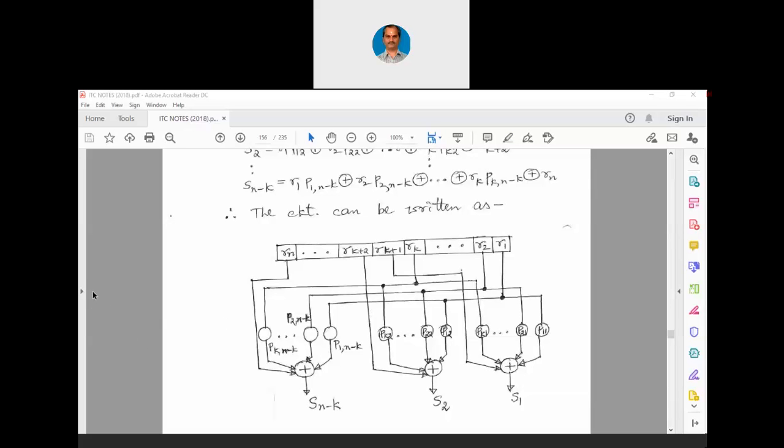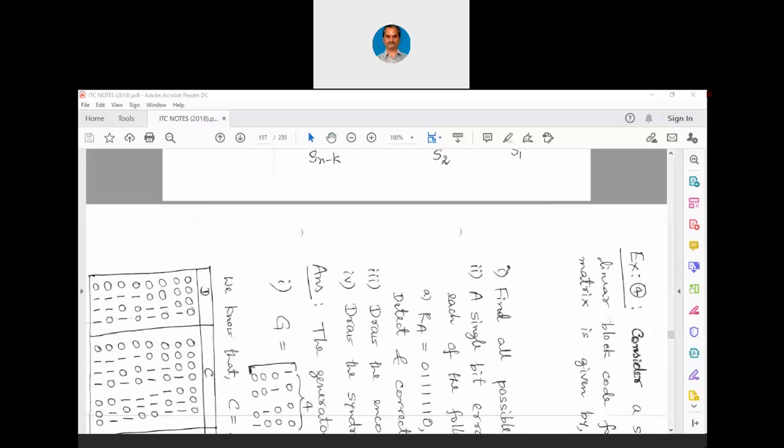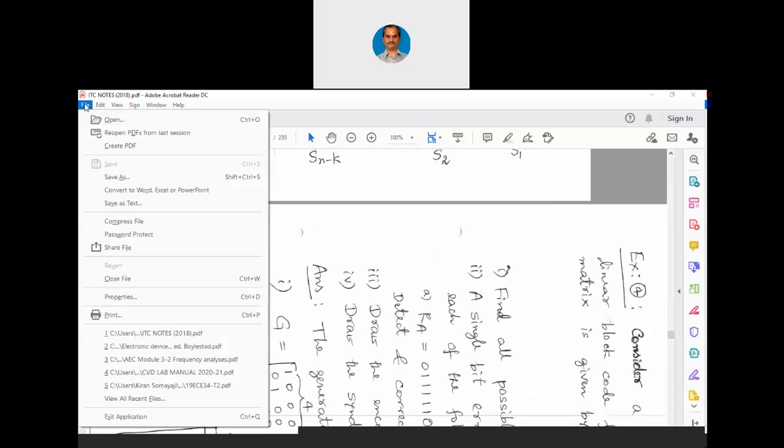So let us proceed with the ITC course now. This page, let me rotate it.